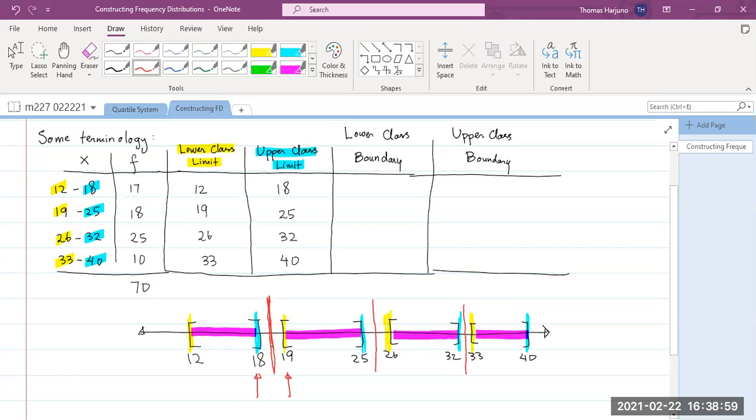The boundaries have to be in between. So between the first class here and the second class here, the upper class boundary for the first class is the midpoint of this 18 and 19.